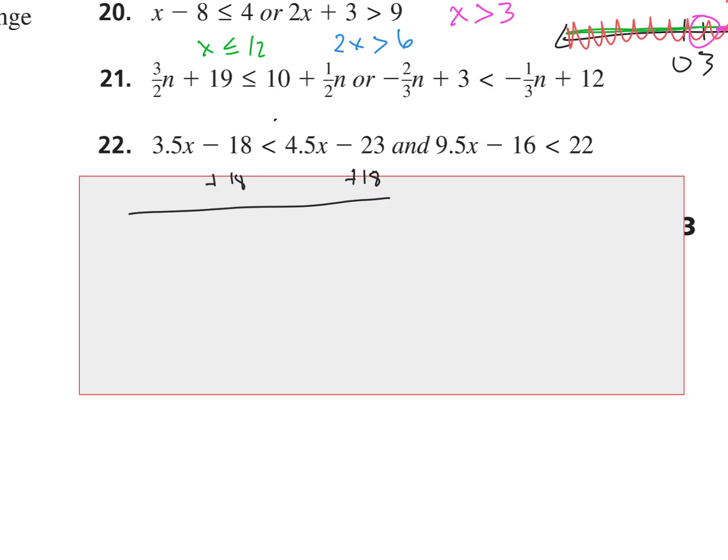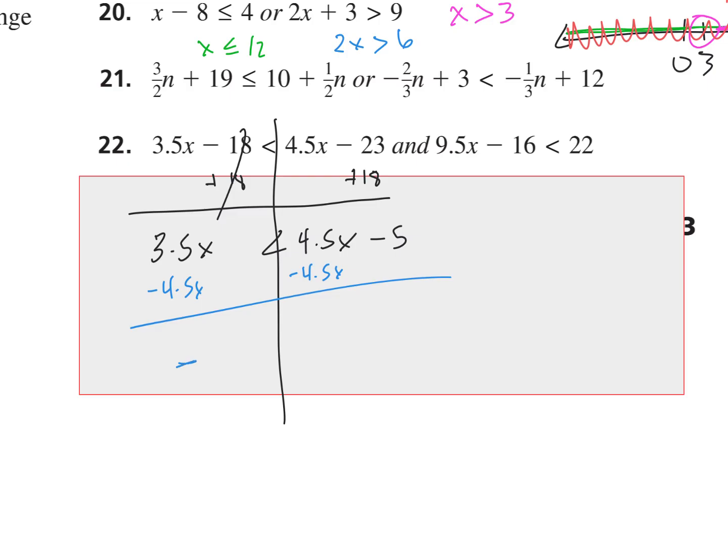So here we go. This cancels, leaving me with 3.5x is less than 4.5x minus 5. I'm going to subtract 4.5x, and I get negative x, it's just -1, right, is less than -5. Multiplying or dividing by -1, however you want to look at it, we get x is greater than 5, okay? Let's do the other side.